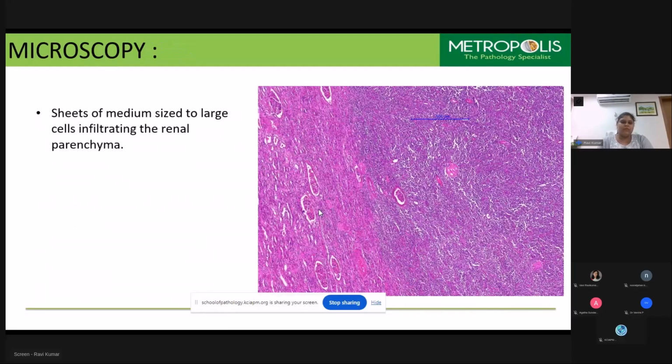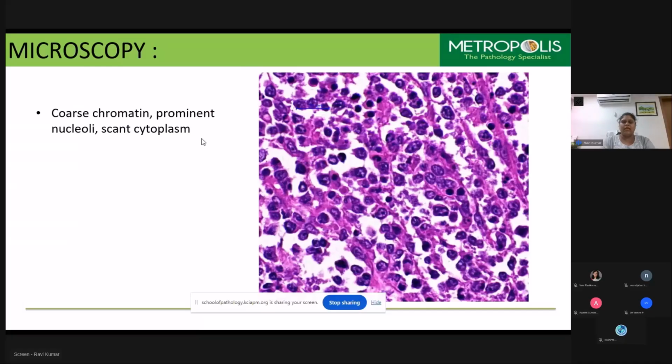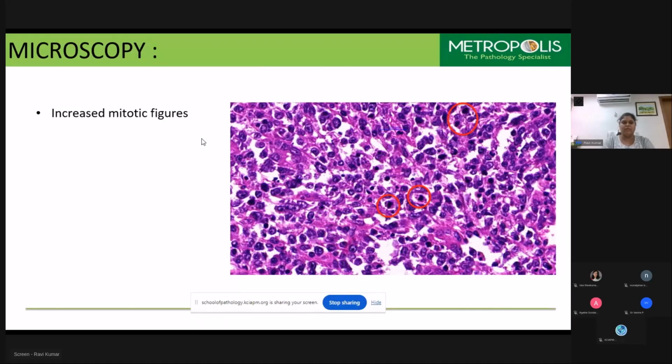So on microscopy, there were sheets of medium-sized to large cells infiltrating the renal parenchyma. I think you have beautifully given the microscopy, so I will not go much in detail. Again, you can see sheets of cells. There is no pattern, like there is no nesting pattern, there is no papillary pattern. And the individual cells have a coarse chromatin, prominent basophilic nucleoli. In case of RCC, they would have eosinophilic nucleoli in grade 3 tumors. And the cytoplasm is scant and there is no clearing of the cytoplasm. Increased mitotic figures are also noted.